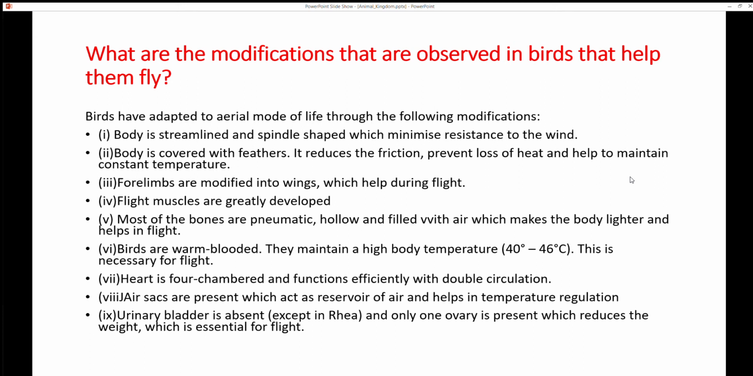In birds, only one ovary is present, which reduces the weight, which is essential for flight. The fewer the organs, the lighter the body weight of the bird will be, and then it can fly very easily.